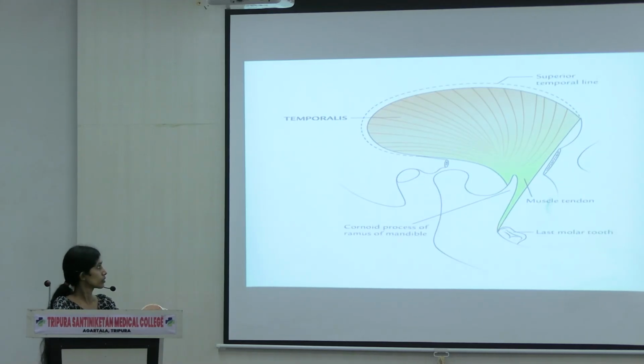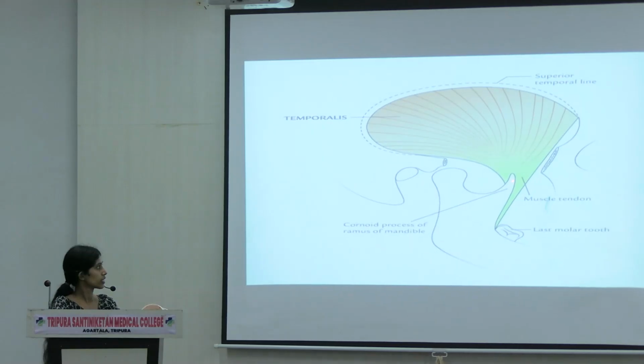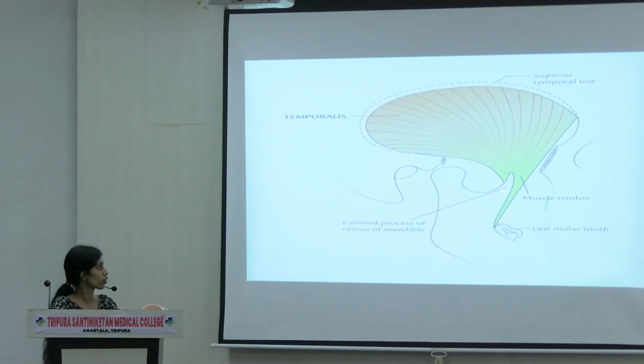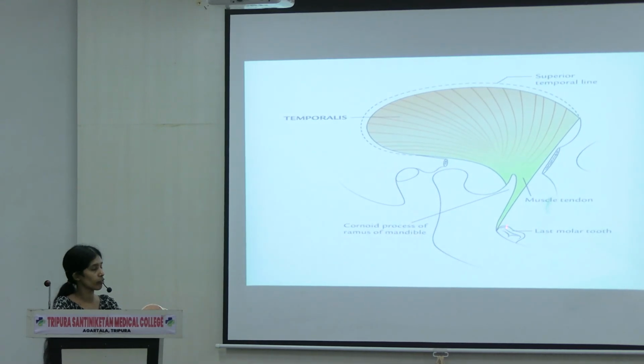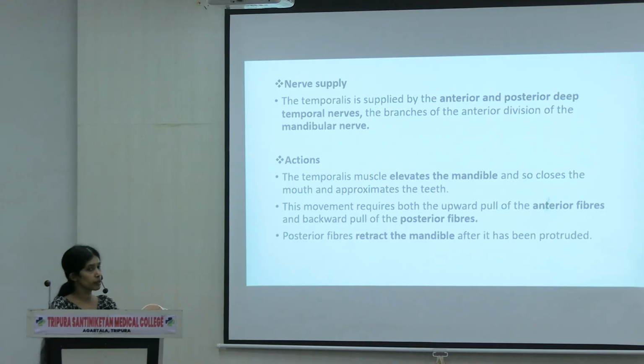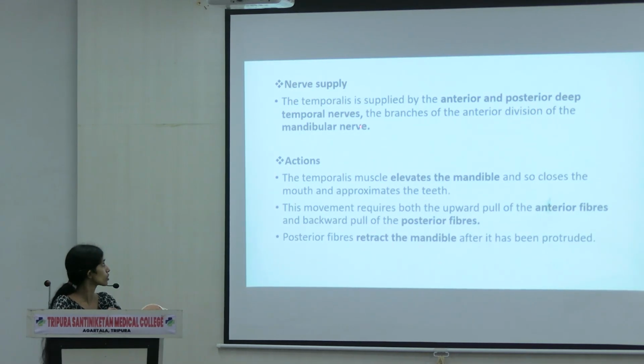Okay. So, this is your temporalis muscle, which is present below your superior temporal line, and here this is the muscle tendon. It is inserting into your coronoid process and also to the anterior border of the ramus of the mandible. Okay. Nerve supply: the temporalis is supplied by the anterior and posterior deep temporal branches, which are branches of the anterior division of the mandibular nerve.